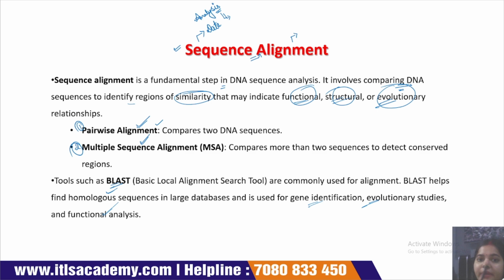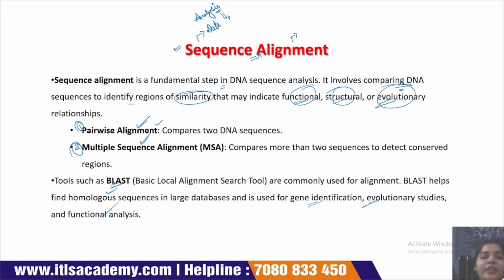Sequence alignment is a fundamental step in DNA sequence analysis. We perform it because we want to find the functional, structural and evolutionary relationships between species. There are two types of alignment: pairwise and multiple sequence alignment. To perform alignment we use BLAST, the Basic Local Alignment Search Tool, which is helpful for gene identification, evolutionary study and functional analysis.